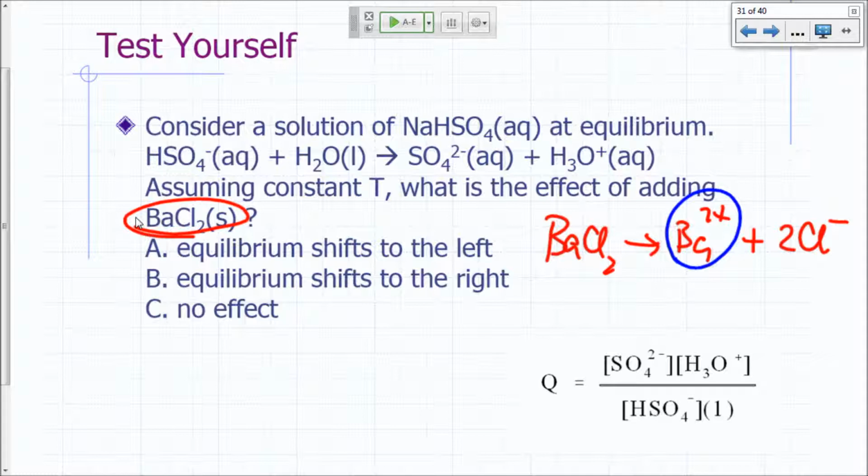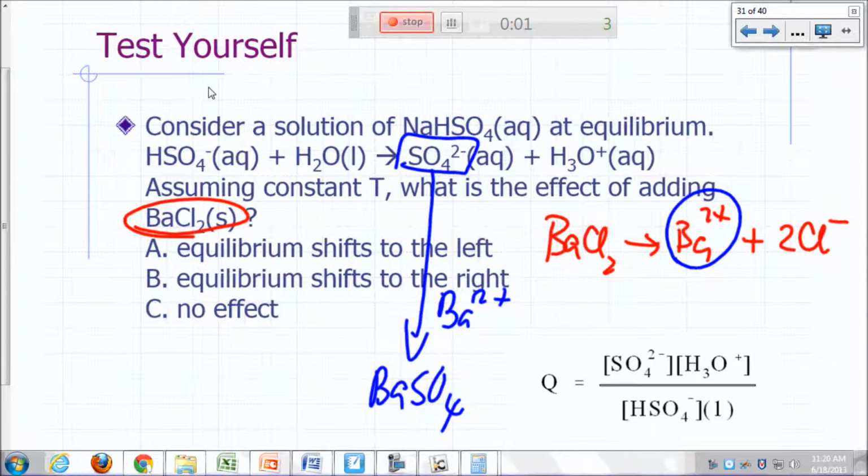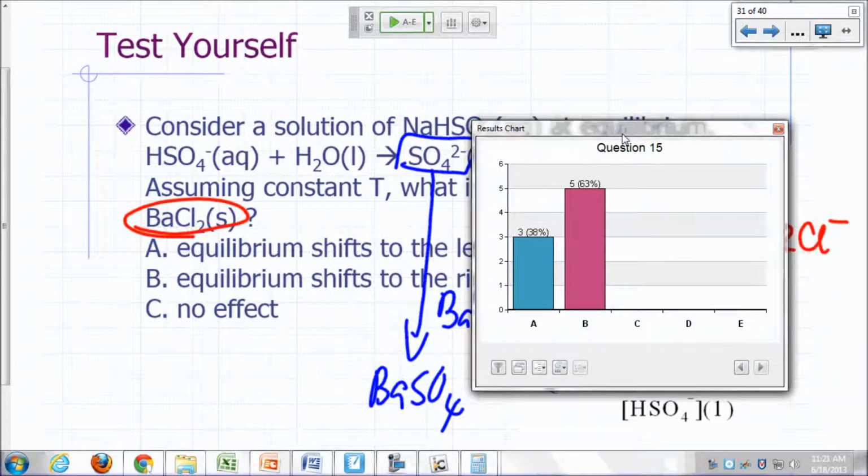Okay, this is where your earlier class is going to haunt you, because now you have to remember your solubility rules. Barium and sulfate will precipitate. So what does barium do? It actually removes sulfate ions. It forms barium sulfate solid. So which way will the reaction shift, to the left or to the right? So it will shift to the right.